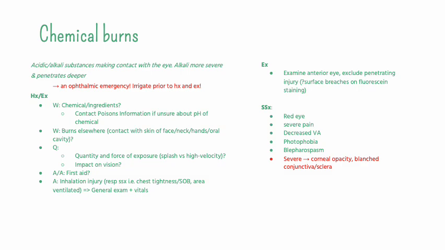For your examination, examine the anterior eye to exclude any penetrating injuries. And your signs and symptoms for chemical burns are typically that there is a severe type of pain and a severe reaction to the burn, in which you'll note corneal opacity, blanched conjunctiva, and sclera.